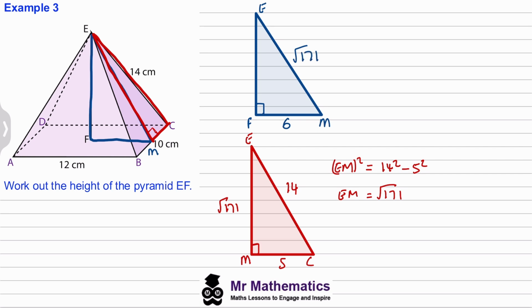So now we can work out the length E to F, which is the height of this pyramid. This will be E to F. It'll be the square of the hypotenuse minus the 6 squared, or minus 36. So E to F will be the square root. These two will cancel. So we'll have 171 minus 36. And this works out as approximately 11.62 centimeters. Okay?